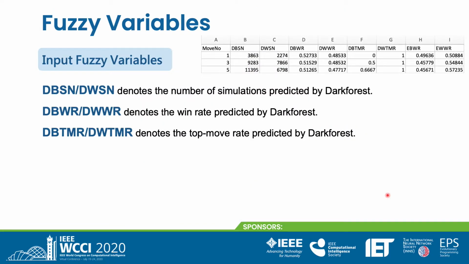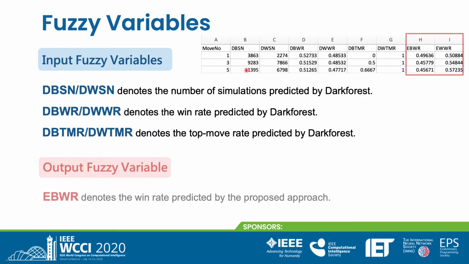Here are our fuzzy variables. We have 6 variables for fuzzy inputs. The top table is the original data, and you can see that DBSN and DWSN denote the numbers of simulations predicted by the dark forest. DBWR and DWWR denote the win rate predicted by the dark forest. And DBTMR and DWTMR denote the top move rate predicted by the dark forest. Additionally, we also have one output, which is EBWR, denoting the break win rate predicted by the proposed approach.